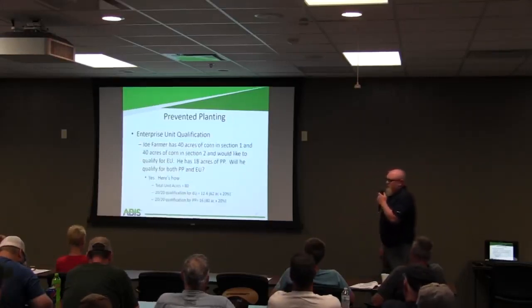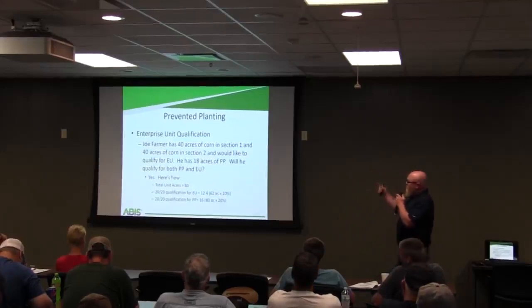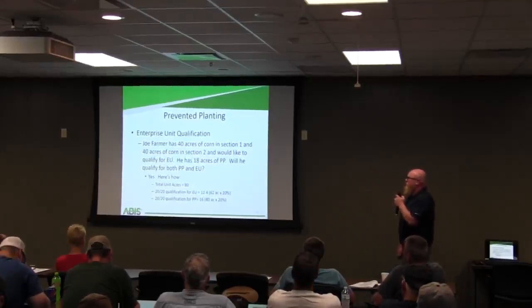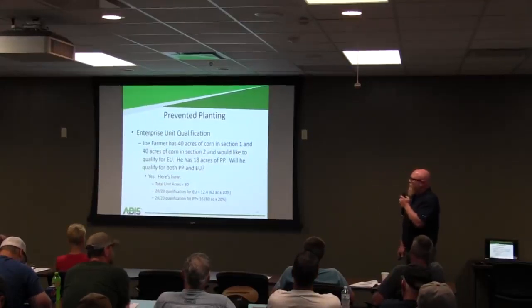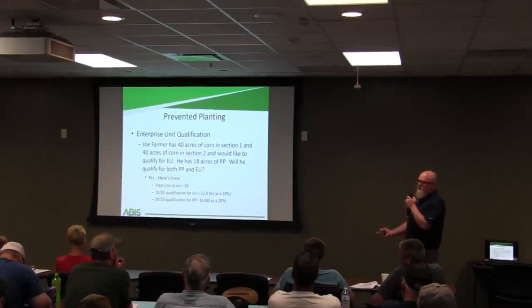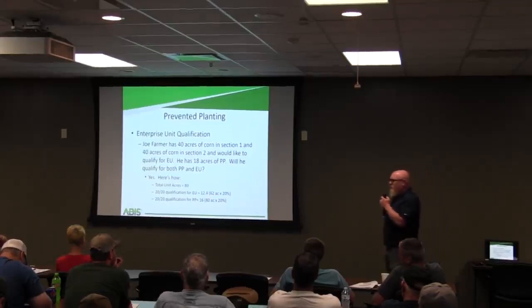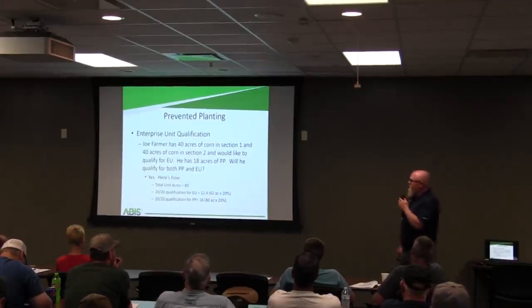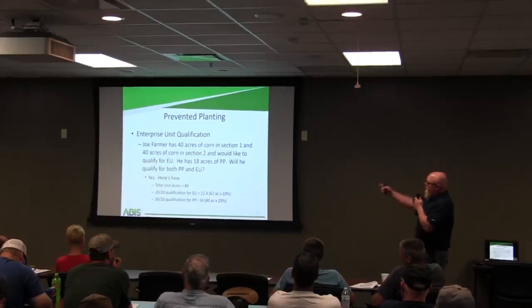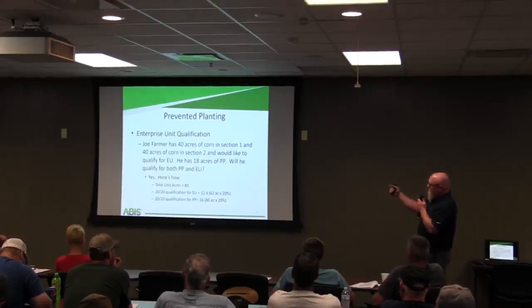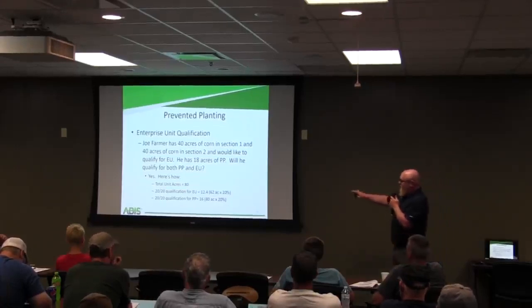So here's just a quick example, very simple. Joe Farmer's got 40 acres of corn in section 1 and 40 acres of corn in section 2 and would like to qualify for enterprise. He's also got 18 of those acres that claim prevented plant. Will he qualify for both prevented and enterprise units? Yes. And so we've got 80 total acres on the unit, and his 2020 qualification is going to be based off of the planted acres.